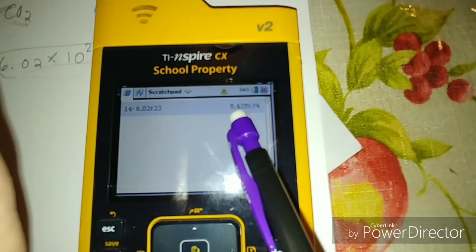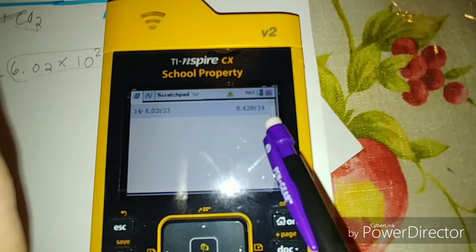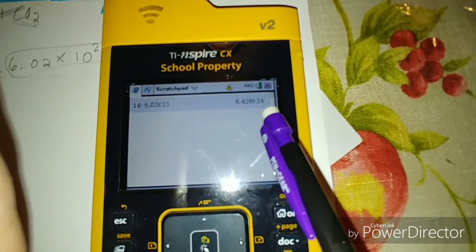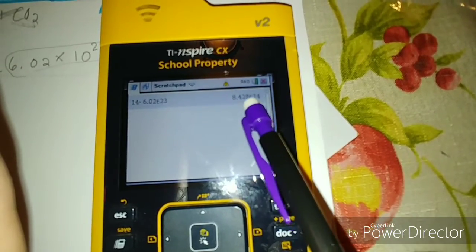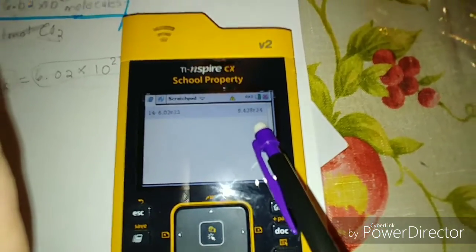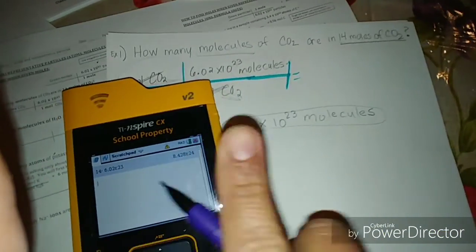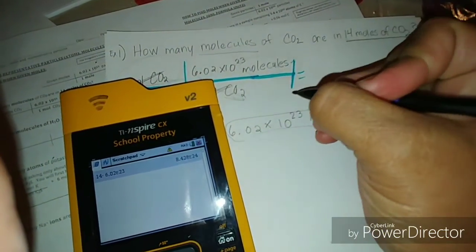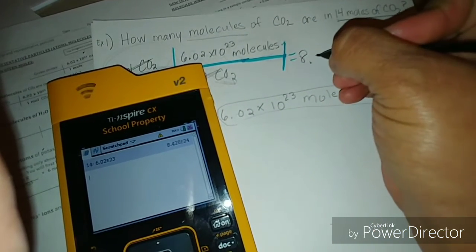You get 8.428E24. This is not how you want to write it on the paper. You actually want to write it in scientific notation, but the E is more of a calculator language. So when we write it, we can go ahead and round to the nearest hundredth. That means 2 numbers after the decimal. So it's 8.4.